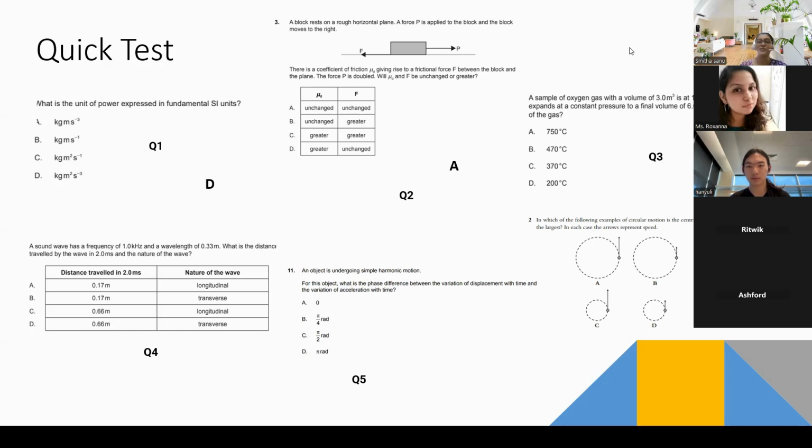Change in Celsius is equal to change in Kelvin. If the change in Kelvin has doubled, in Celsius also the change will be the same. Okay, that is the concept there.